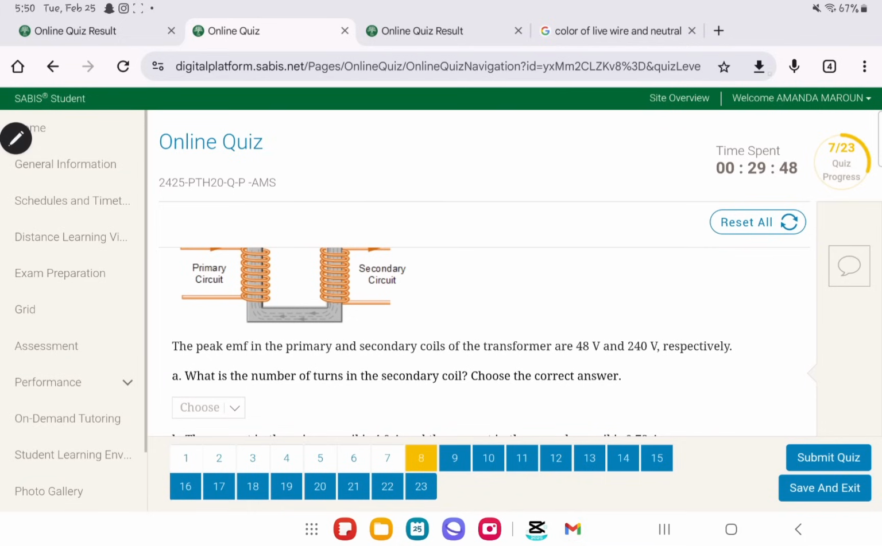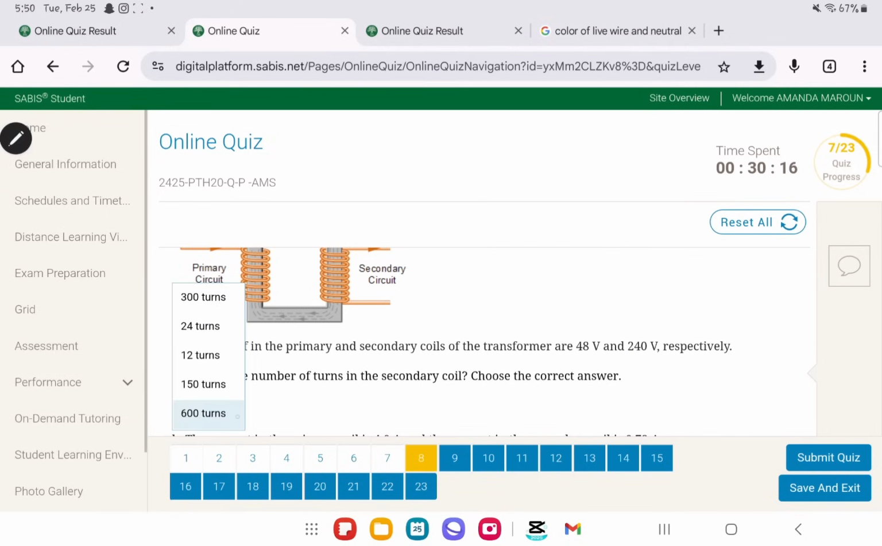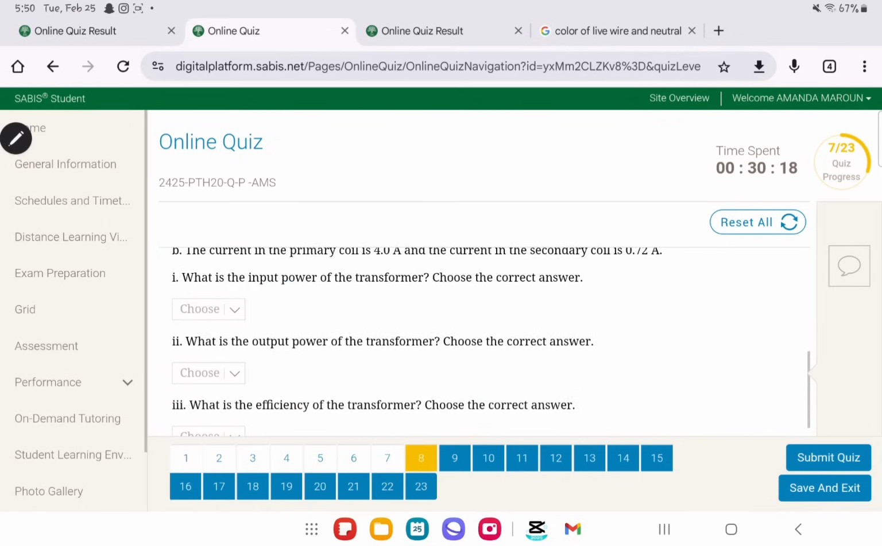So what we're going to do is apply the equation N2 over N1 is equal to V2 over V1. N2 is what we need to find, over N1, which is 60, is equal to V2, which is 240, over V1, which is 48. You do cross multiplication, you are going to get 240 times 60 divided by 48, which is then equal to 300. So the number of turns in the secondary coil is 300 turns.